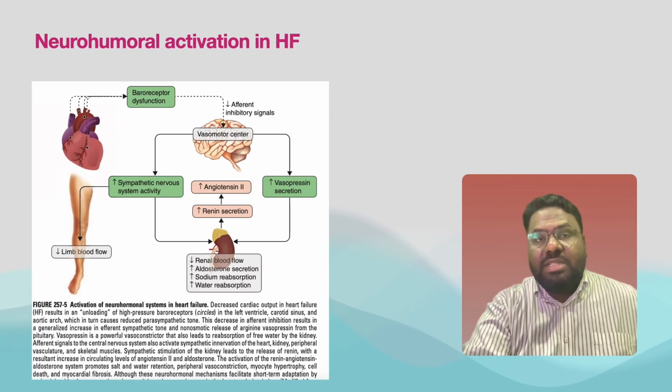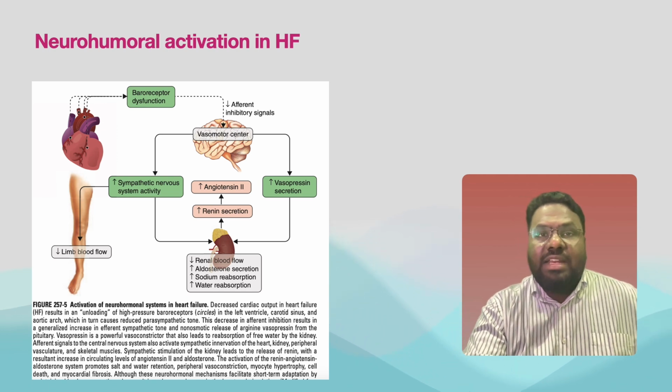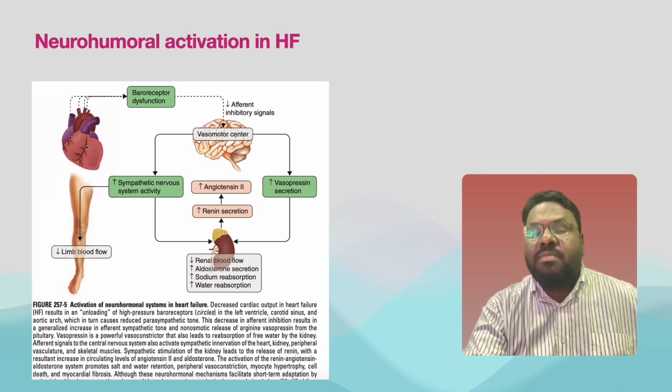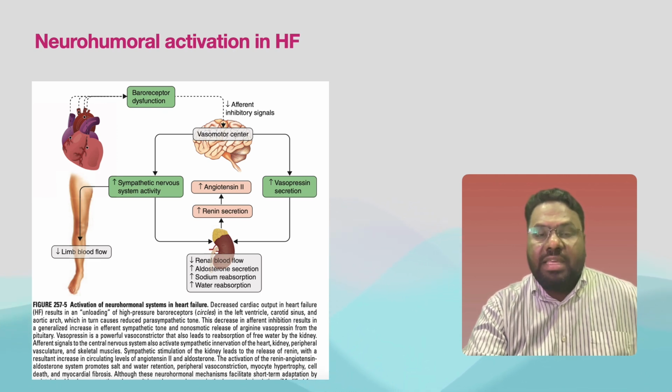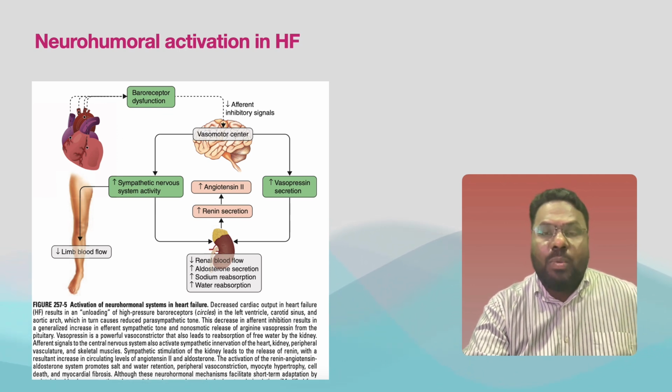So this is the pathway which I was talking about. If you understand this pathway, you will understand the management. It's very, very simple. So heart failure begins with baroreceptor dysfunction. So we have got baroreceptors present over the carotid bodies, the chemoreceptors and the baroreceptors. Here baroreceptors, the pressure sensing receptors, are becoming dysfunctional. This signals an afferent inhibitory signal to the brain. What does the brain do? Brain's vasomotor center responds to this parameter either by increased sympathetic tone or by increased vasopressin. All right.